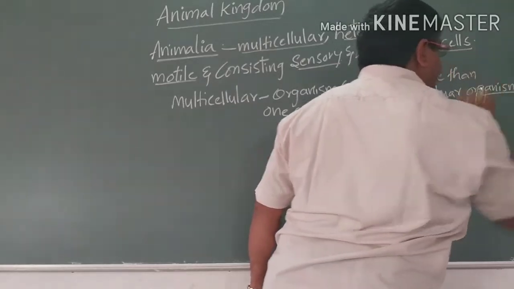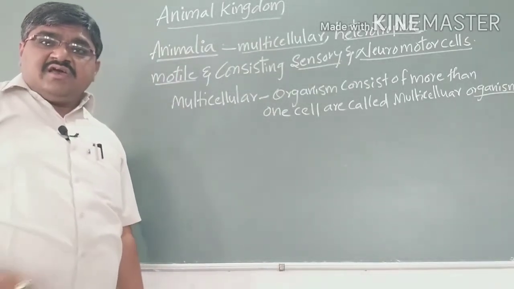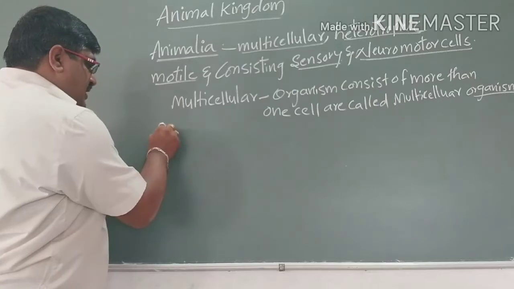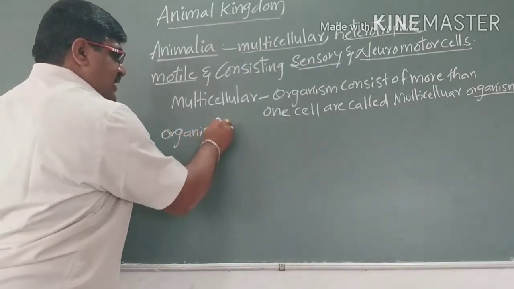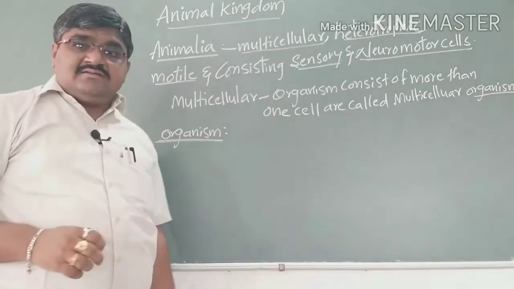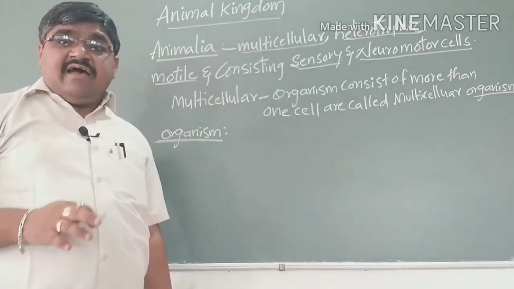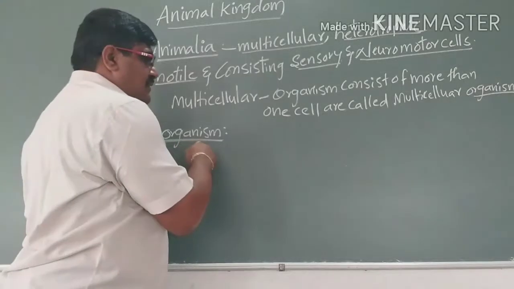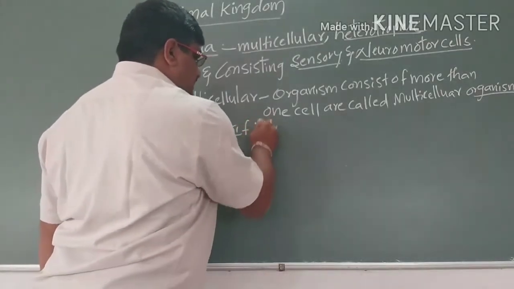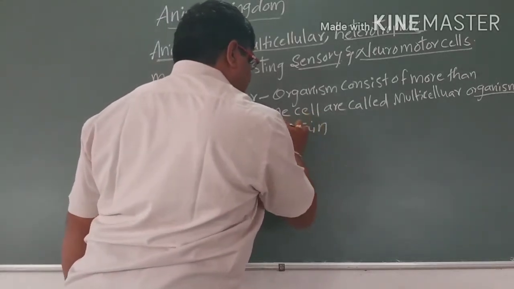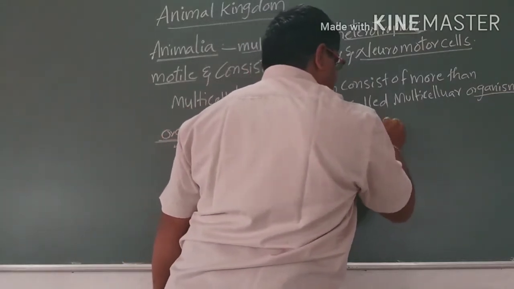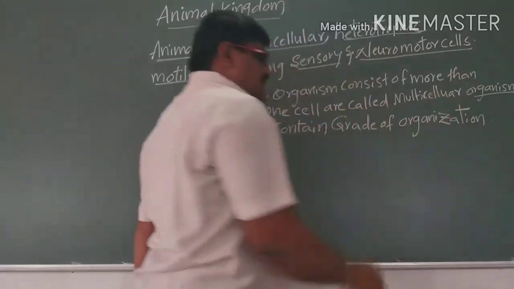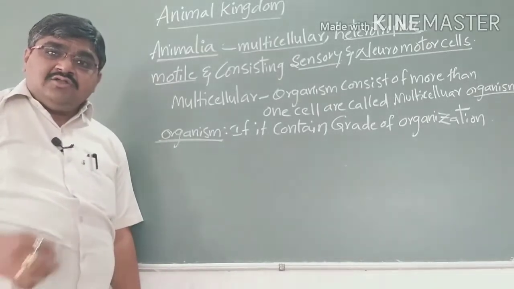Why can we call them organisms? Why are animals or plants called organisms? Because they have a grade of organization. If it contains a grade of organization, then we can call it an organism. That means organization is present.